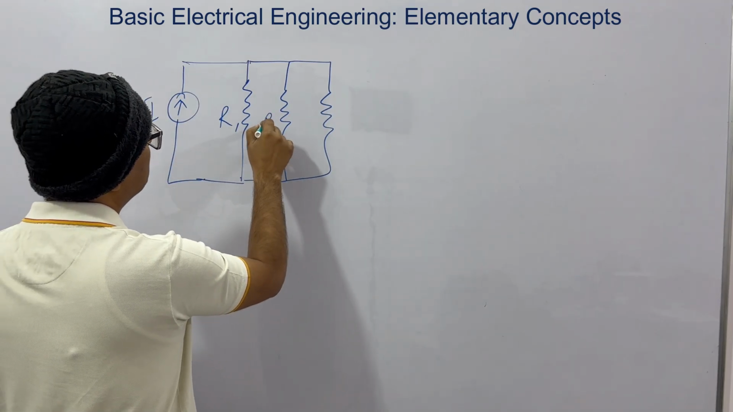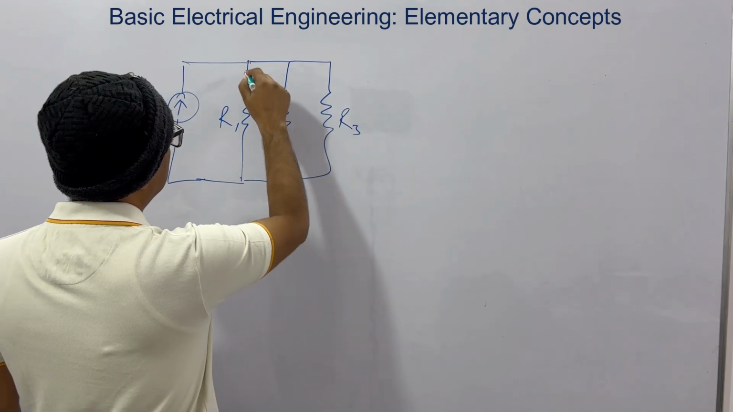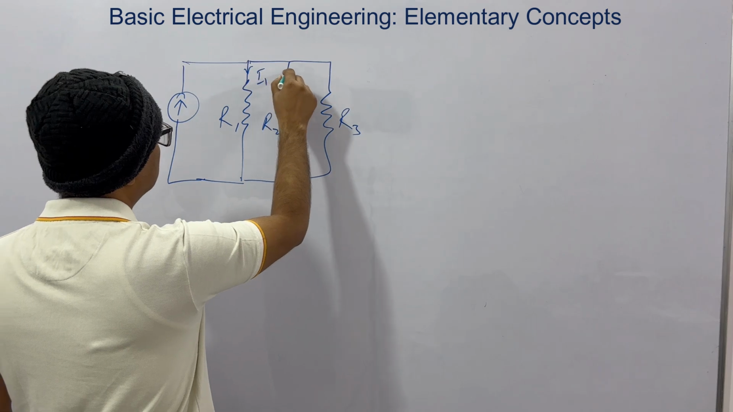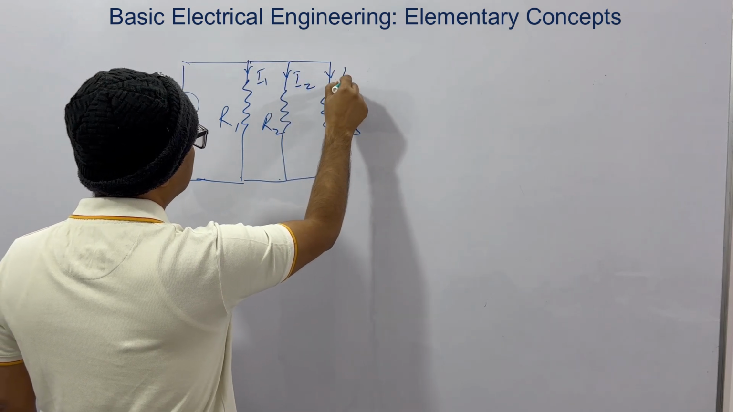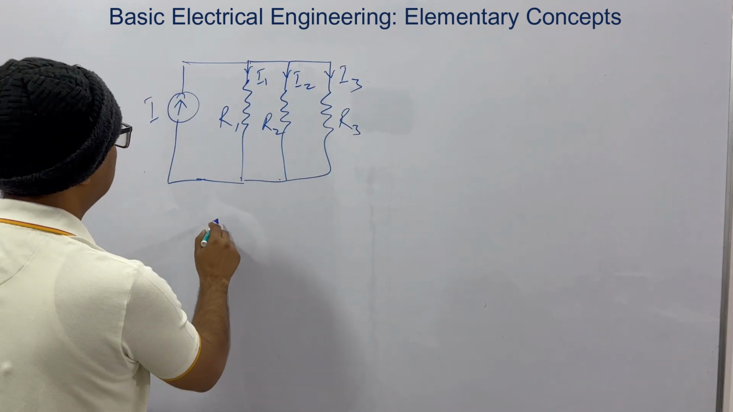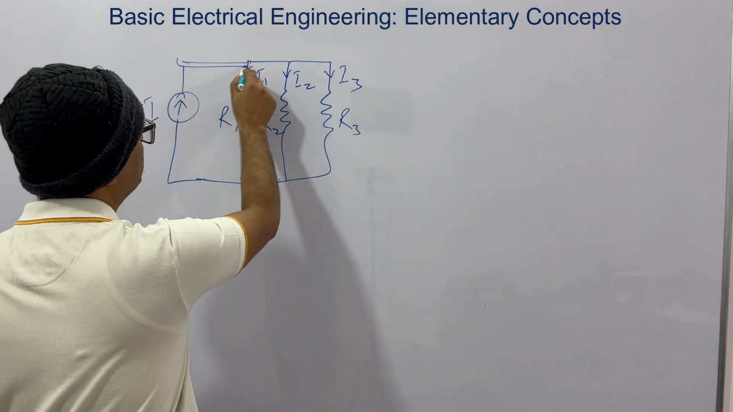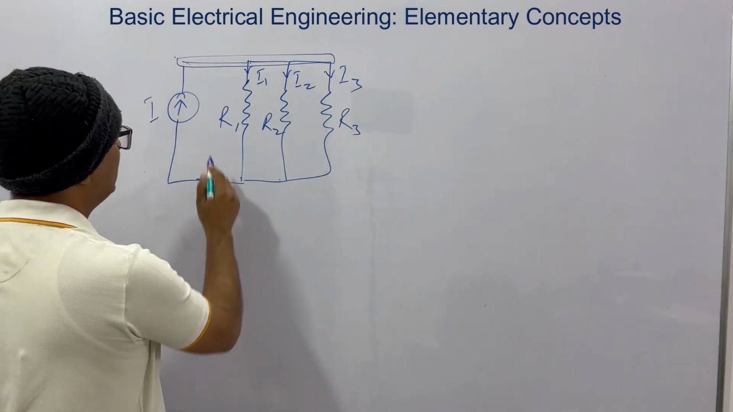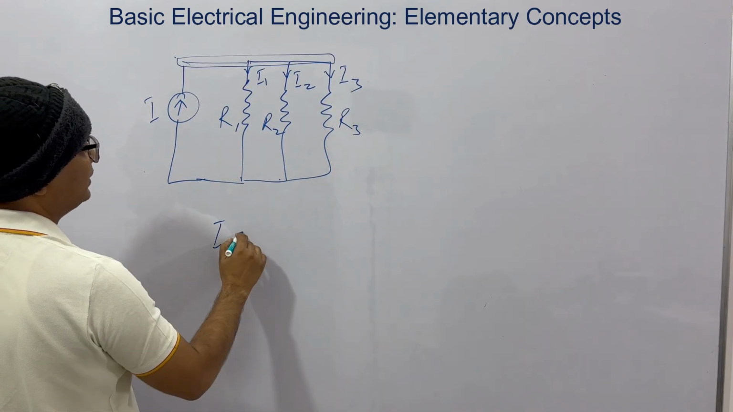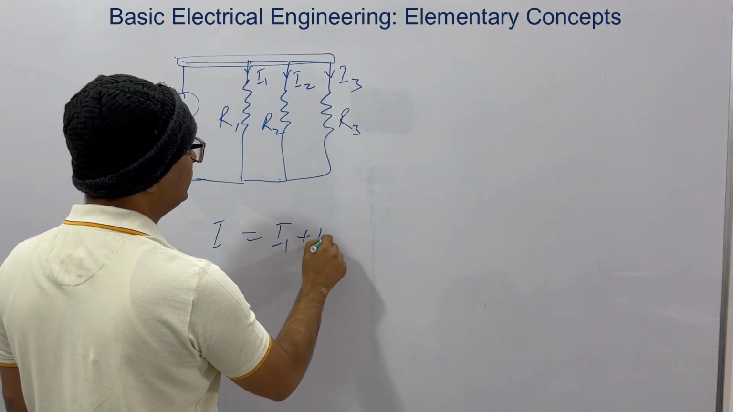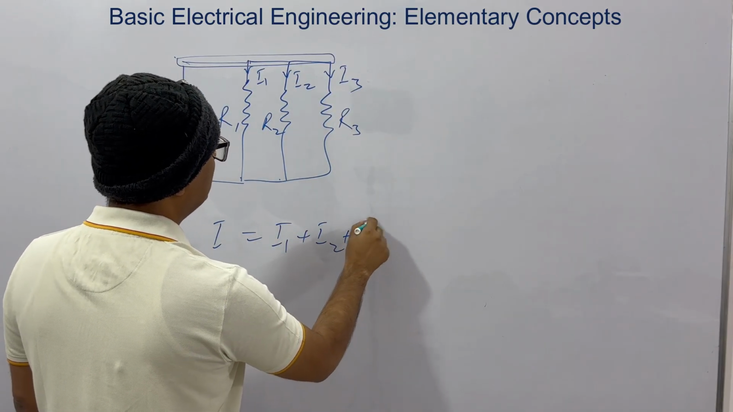This is R1, this is R2, this is R3. So let's say this is current I1, this is current I2, this is current I3. What happens? From KCL, Kirchhoff's current law, at this node, this is one node, I is entering and these three are exiting. So I is equal to I1 plus I2 plus I3.